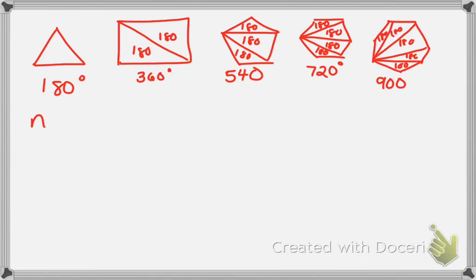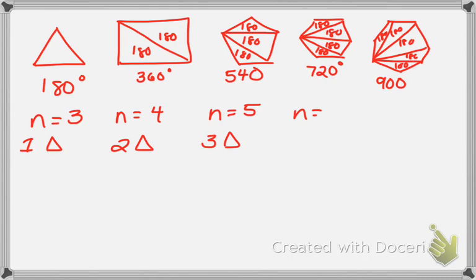Here I had how many sides in my triangle? 3. And I had how many triangles inside? 1. Here I had 4 sides, and I had 2 triangles. Here I had 5 sides and had 3 triangles. Here I had 6 sides and had 4 triangles. Here I had 7 sides and had 5 triangles. Does anybody see a relationship between the number of sides and the number of triangles? That's a pattern. What's the pattern? You're subtracting 2 each time, right? So you're taking your number of sides and subtracting it by 2.